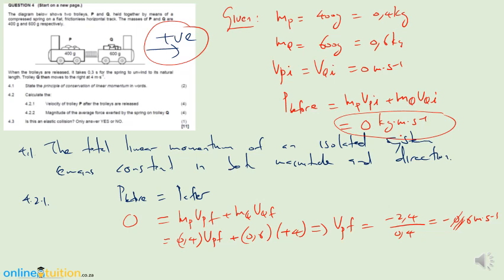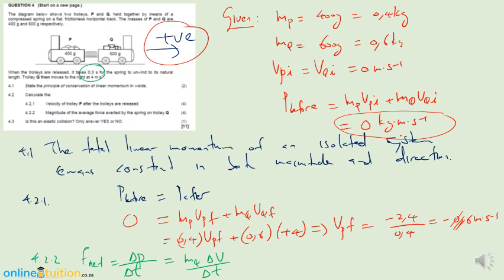And then 4.2.2, we become too dependent on these machines called calculators. 4.2.2, magnitude of the average force exerted. Average force, we've got delta T. So the average force F net is equal to delta P over delta T. We've got the change in momentum, say, of trolley Q. The change in momentum of trolley Q, we said, was the mass of trolley Q, and then it's delta V over delta T. We've got its velocity change.